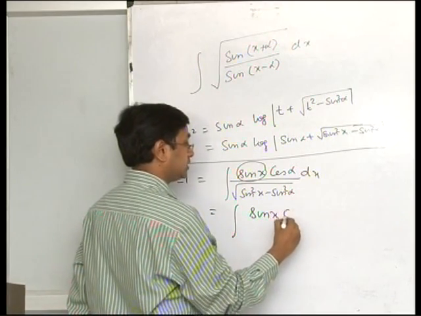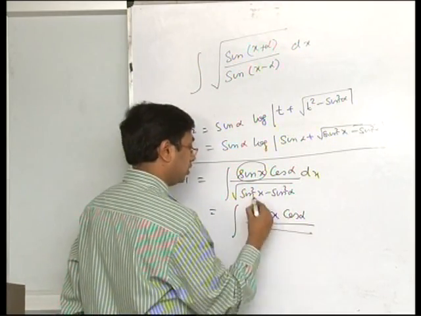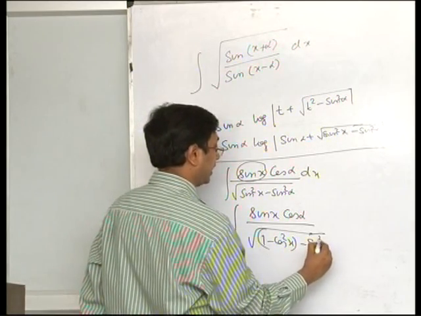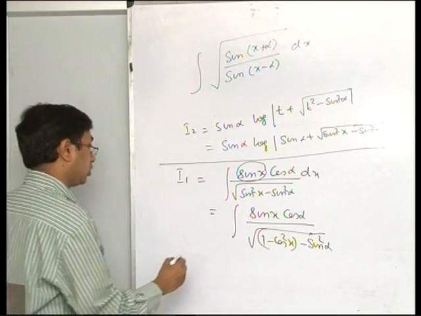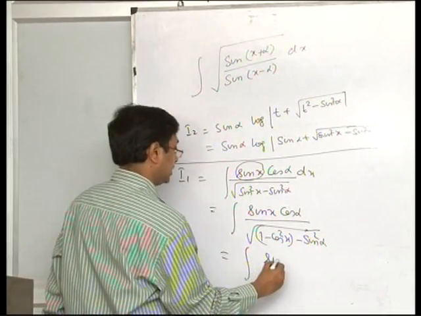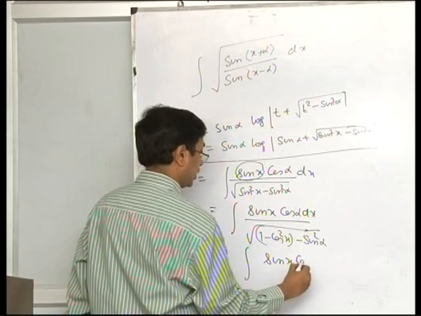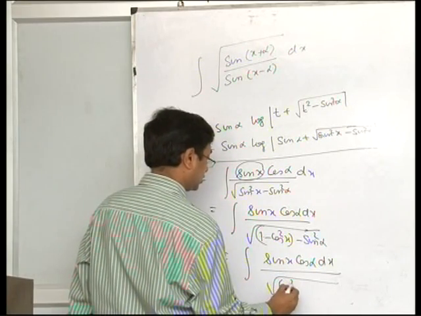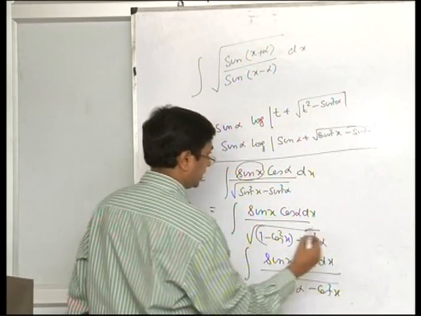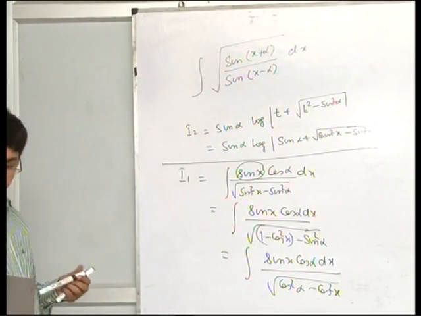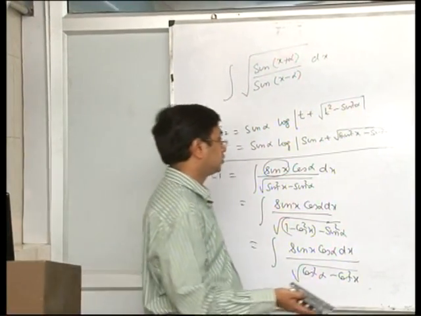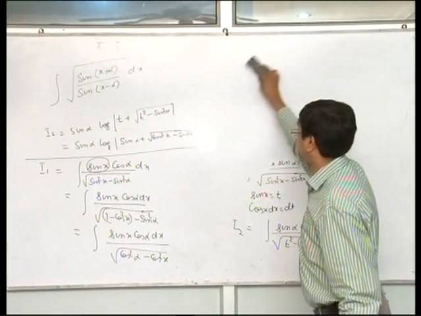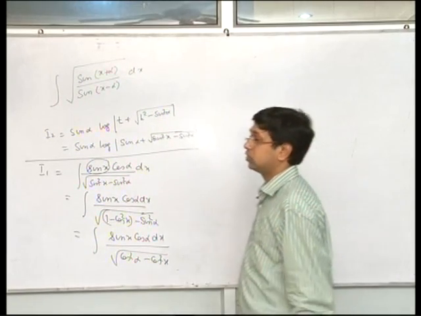So what would this become? Sin x cos alpha upon, what will you have? 1 minus cos square x minus sin square alpha. So this would become sin x cos alpha dx, and children, 1 minus sin square alpha is cos square alpha minus cos square x, right? We need to find I1, and once we get I1, the problem is solved.